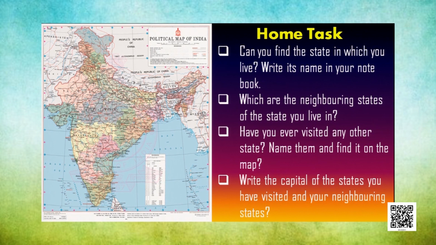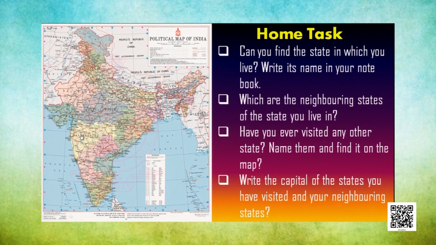You can play this game with your friends or brothers and sisters. This atlas game is very interesting. Let me show you an example. You are staying in Maharashtra, okay? What are the neighboring states of Maharashtra? You have Gujarat, Madhya Pradesh, Telangana, Karnataka, Goa. These are the neighboring states of Maharashtra. You can find your own state and write the neighboring states.